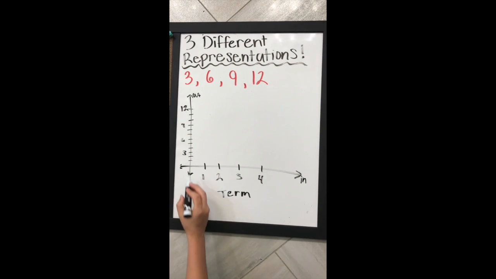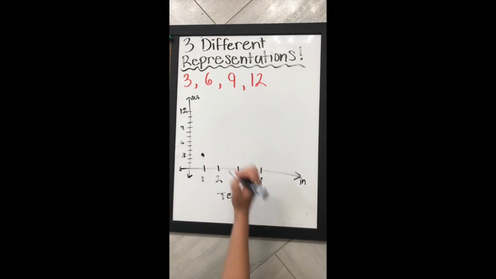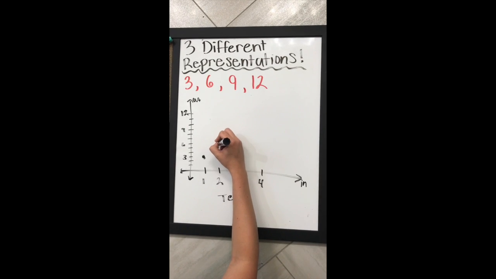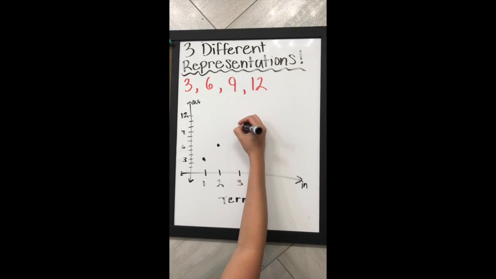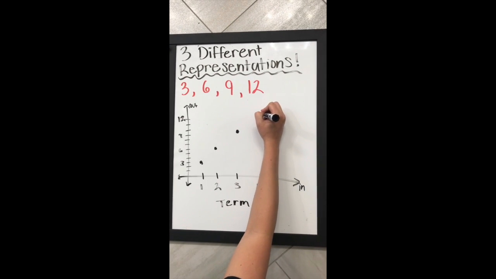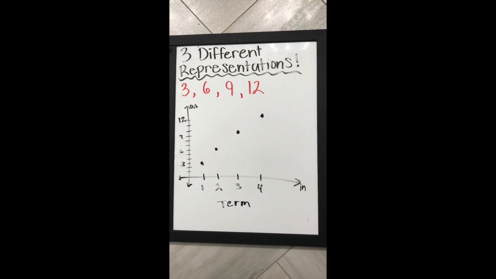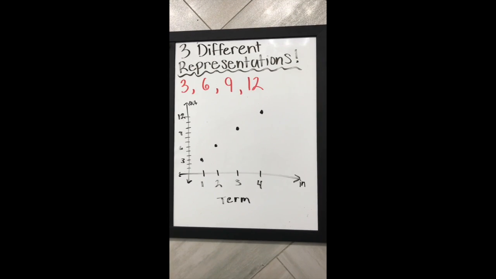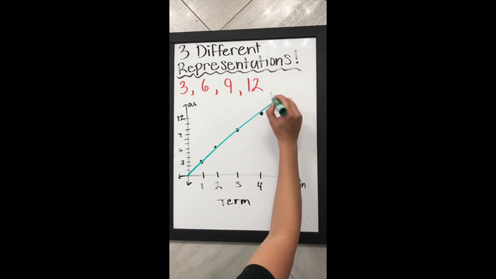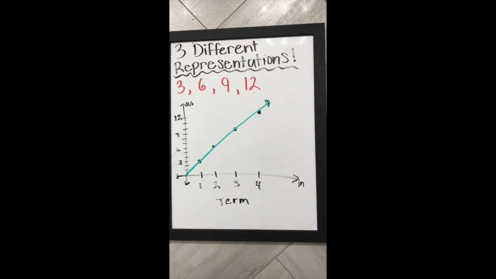Okay, so the first term is equal to 3. The second term is equal to 6. The third term is equal to 9. And then our fourth term is equal to 12. So looking at this, the graph that we just made creates a linear line. So linear just means straight. So we've got a straight line that's made from this.